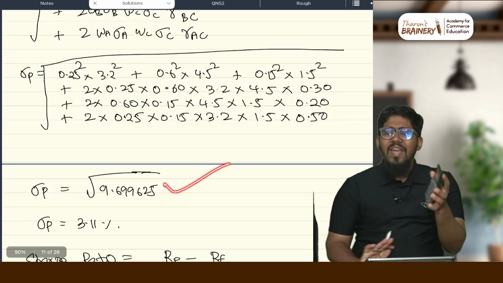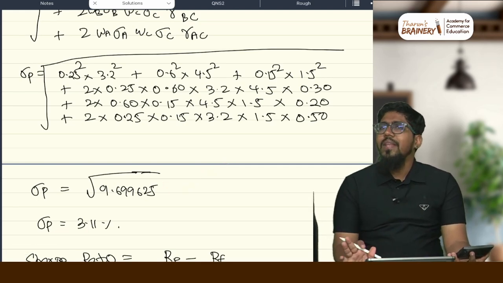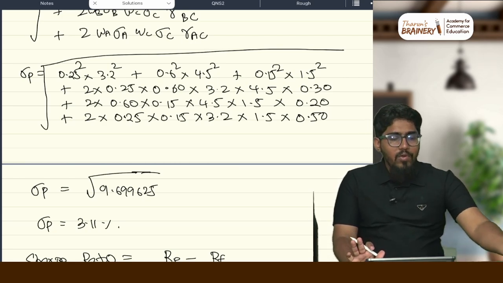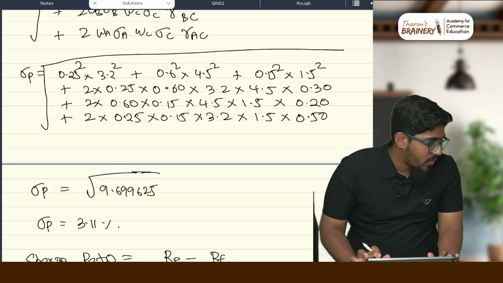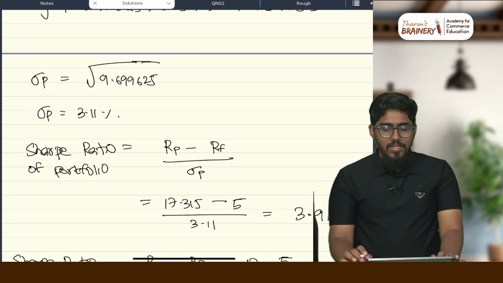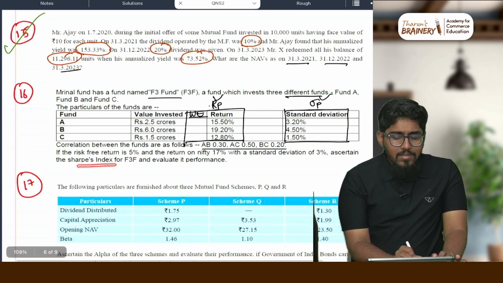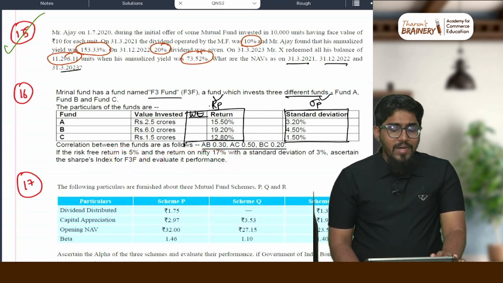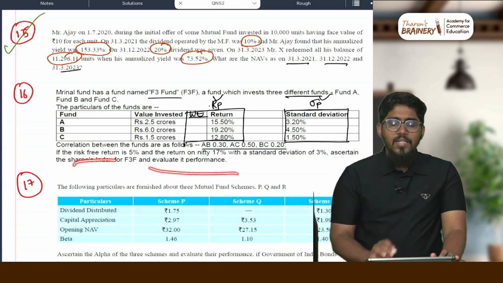Clarity? Directly you do it, no need to do it again and again. In one time you will get the answer. Are you all with me? Small calculator tricks will save your time. This is a 3 security portfolio, the first time we are solving one. So what is my portfolio risk? 3.11 percent. Now what they are asking is to ascertain the Sharpe index and evaluate its performance. First let us find out the Sharpe index of the portfolio. The evaluation of performance will come afterwards.